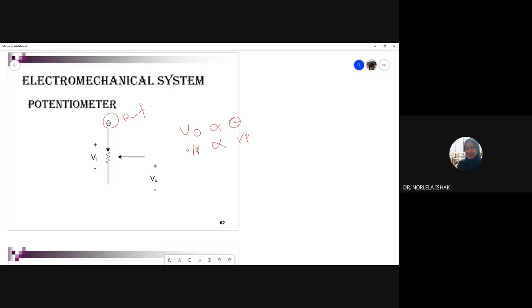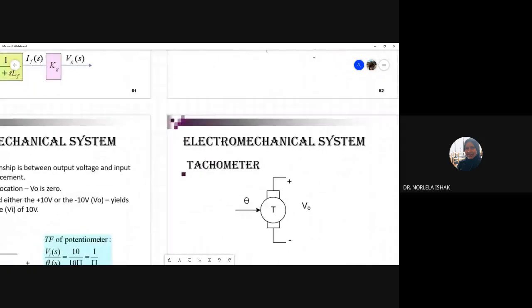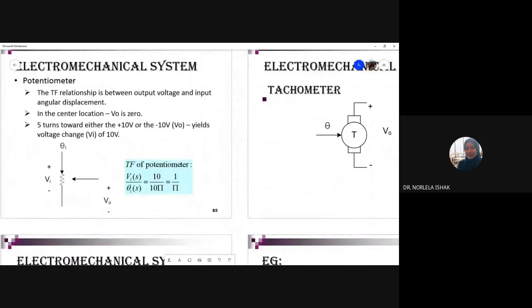Okay, next one. Similar to this, the time function relationship is between the output voltage and the input angular displacement. If the center location is 0, then turning towards either plus 10 or minus 10, you can get it like this. Vi equal to this one, you can get this.